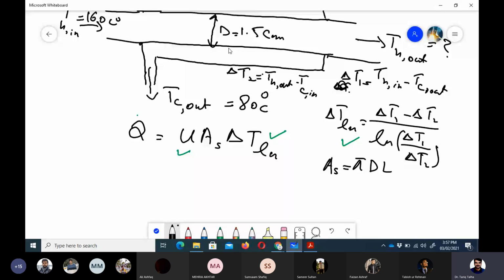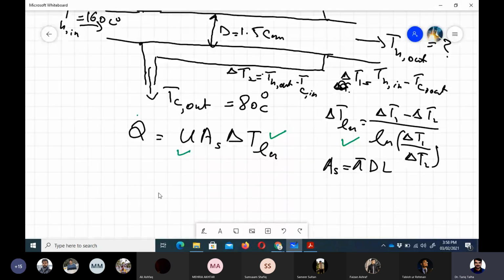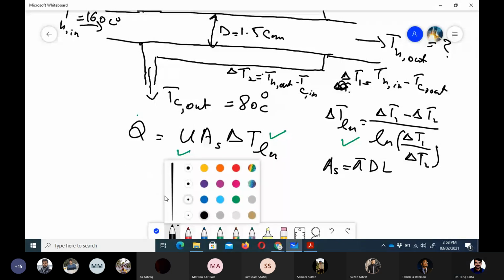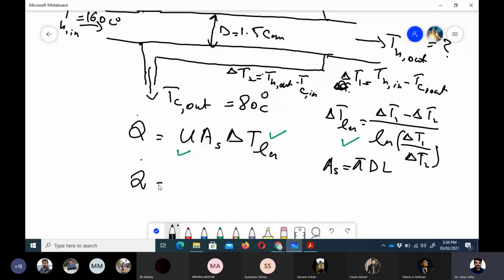We need to determine the length of that pipe for the heat exchanger that would produce the required heating. So first of all, we determine q dot. Q dot for the cold water, which it would gain, would be equal to m dot C into CpC into Tc out minus the cold fluid inlet temperature, which is Tc in here.